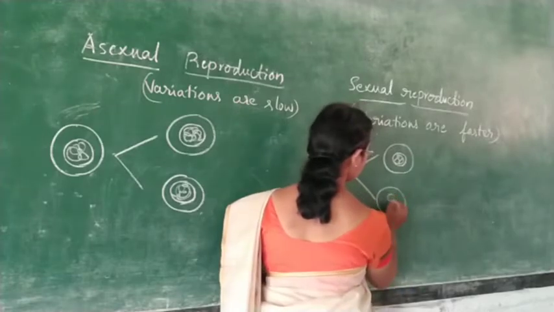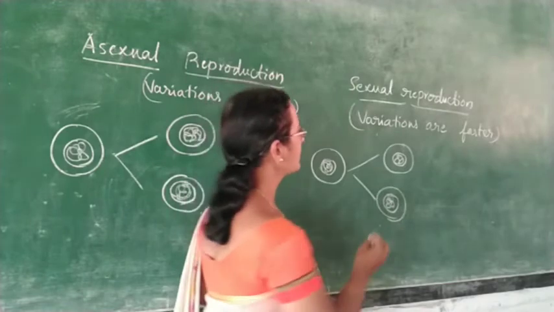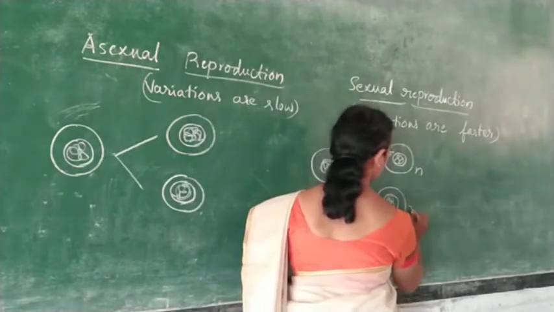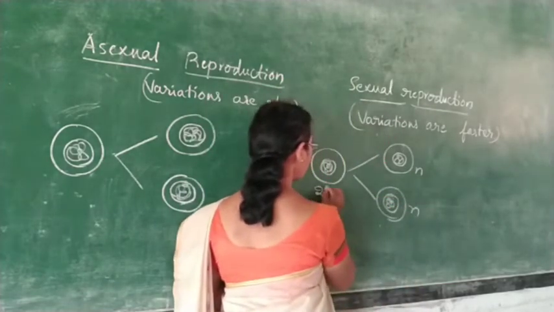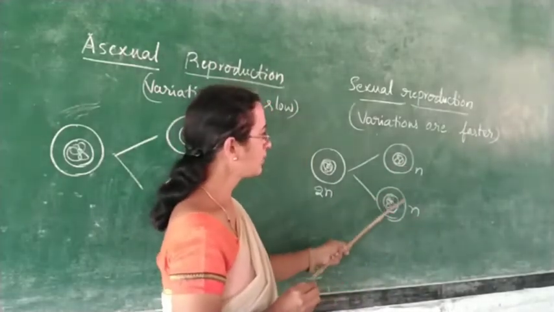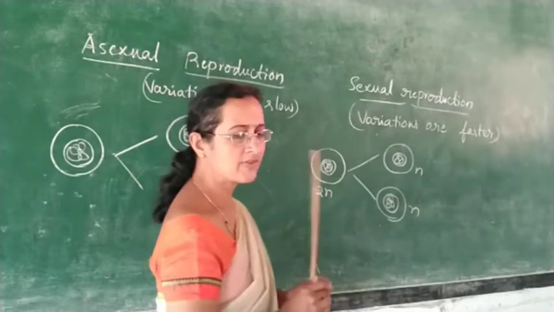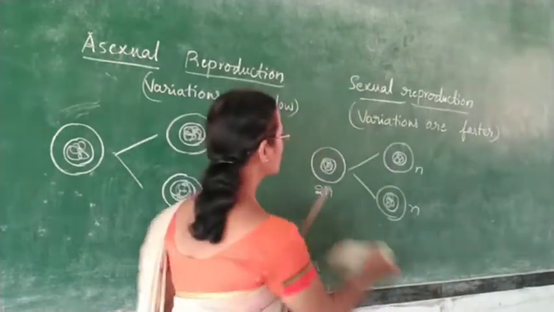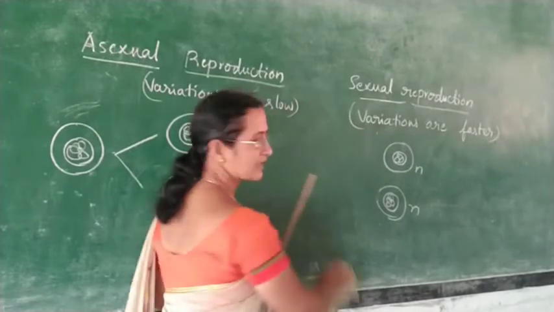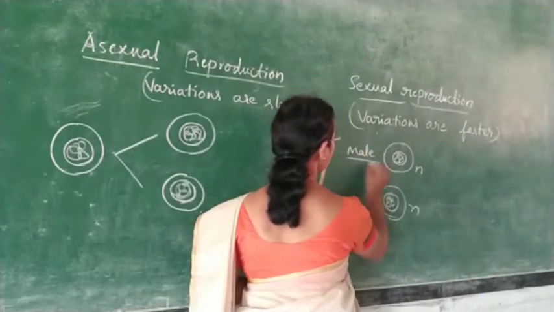So these are considered as gametes. These gametes have n number of chromosomes. Here, 2n number of chromosomes get divided to form haploid cells, where 4 cells are formed. So when we consider these two as male and female gametes, this is the male gamete and this is the female gamete.